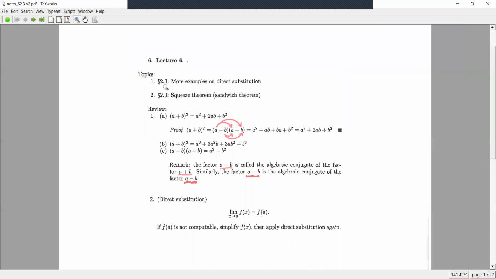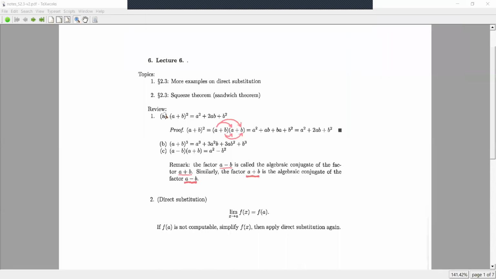Still session 2.3 today. Two topics. In the first topic, I want to show you more examples about direct substitution. Topic 2, we will learn squeeze theorem. Some people call this theorem sandwich theorem.